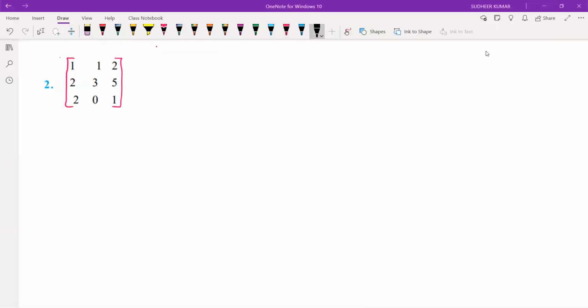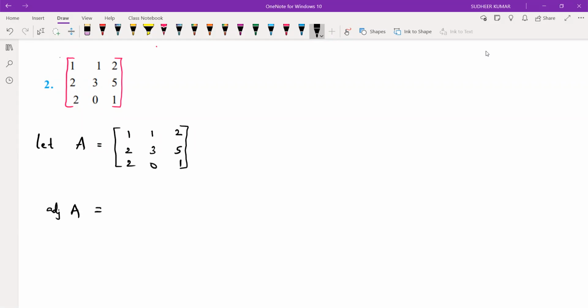Let us consider that matrix A is 1, 1, 2, 2, 3, 5, 2, 0, 1. So first fix the signs. It is easy to get it. If you want, you can do it one by one, minor and cofactor also. It is your wish. Right? Yes, sir. Write these transpose. First find the cofactors of these.